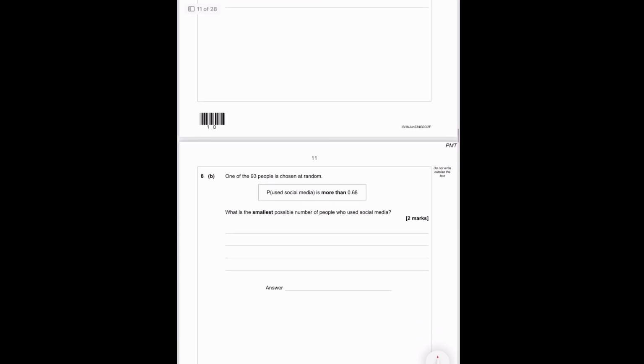8b, one of the 93 people is chosen at random. What is the probability they used social media is more than 0.68? So we had 93 people, so 0.68 times 93 gives me 63.24. So the smallest number of people, it's got to be a whole number, is going to be 64.